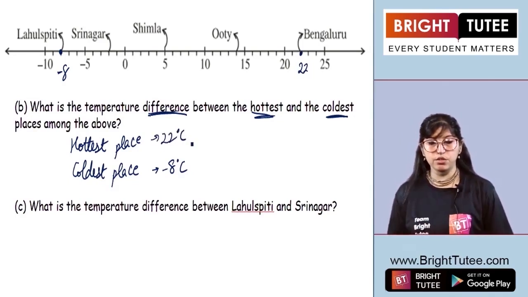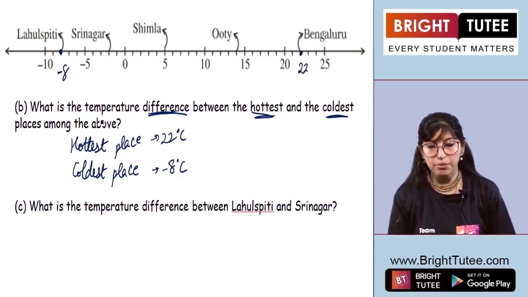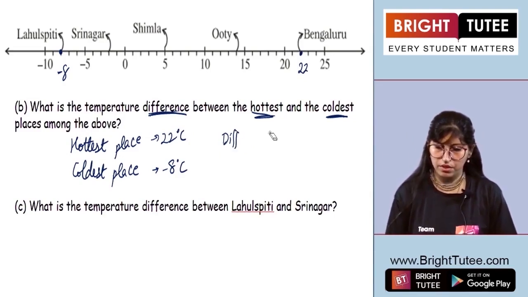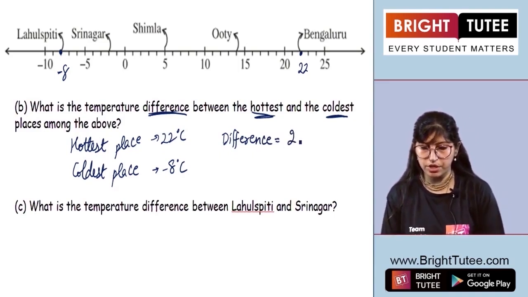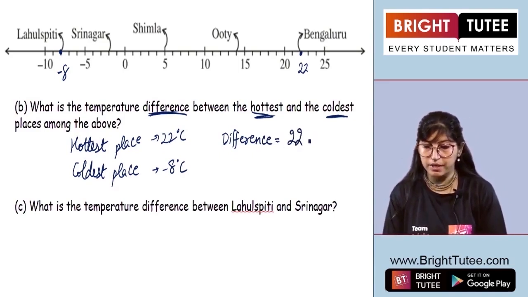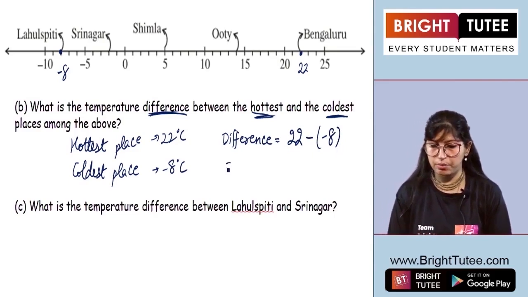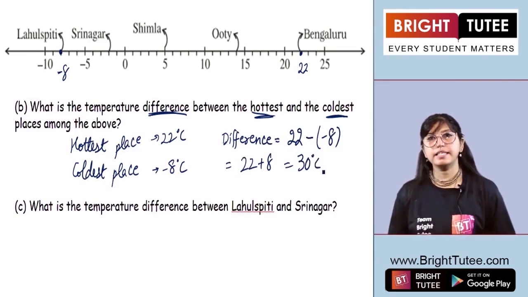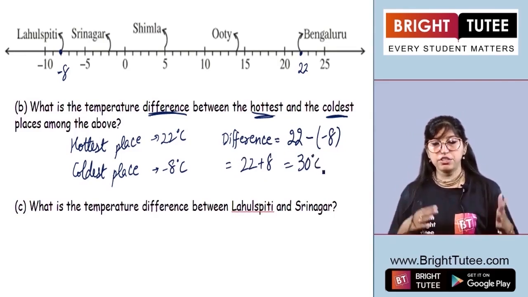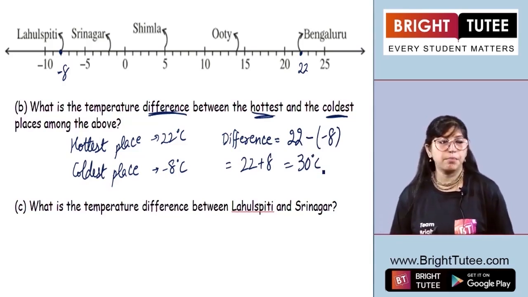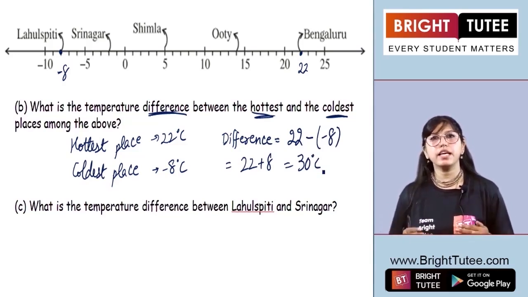So 22 degrees Celsius. What did they actually ask? The temperature difference between the hottest place, which is 22 degrees Celsius, and the coldest place. So we need to find out the difference. So we need to do minus of it. Minus of -8, so we'll be getting 22 plus 8, which is 30 degree Celsius. So the temperature difference between the hottest and coldest place is 30 degree Celsius.